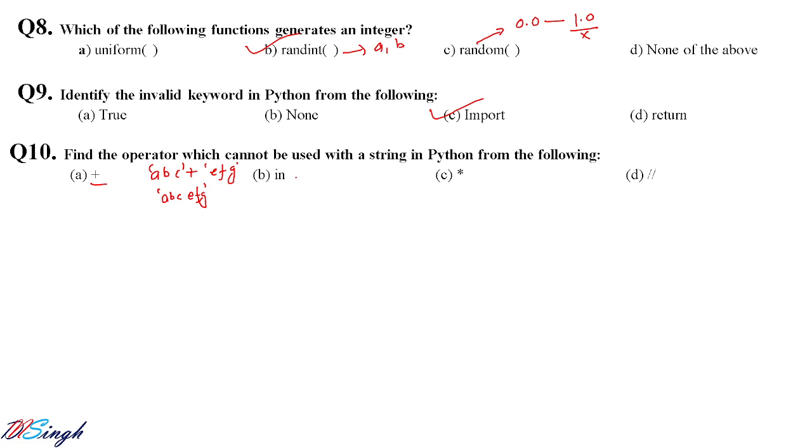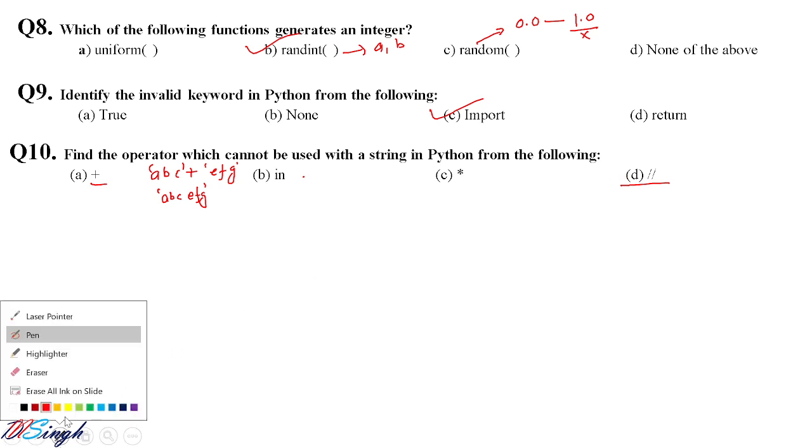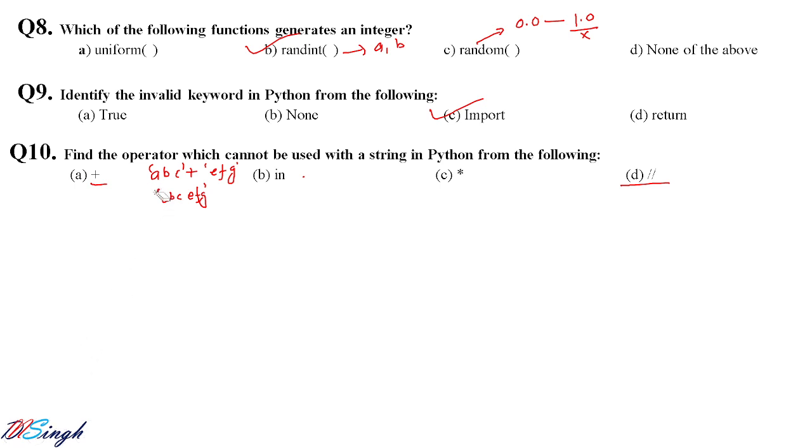And the next one is what? In, this is called membership operator. It works for all sequence, and string also a sequence, so that is fine. Star is called what? Replication operator. I already explained in the previous slide. Star will also work on the strings, but this is called floor division, which is not working on the strings. So I hope you people are getting what I am explaining. That is not going to work over the strings, that floor division operator.